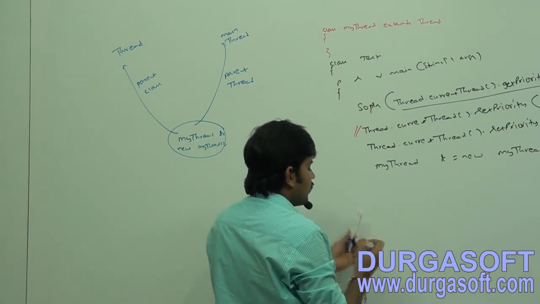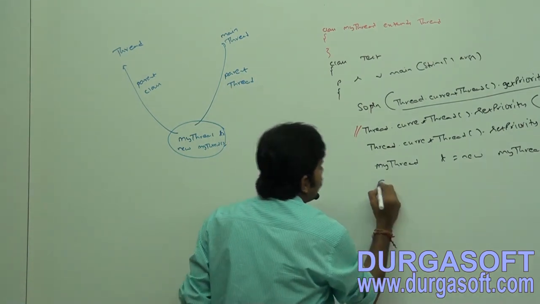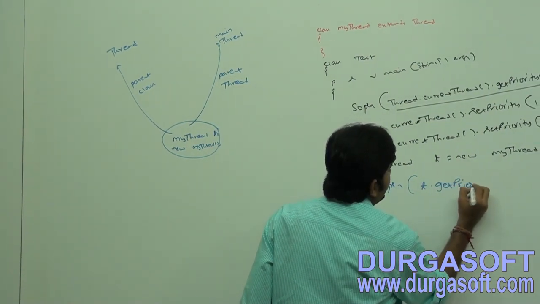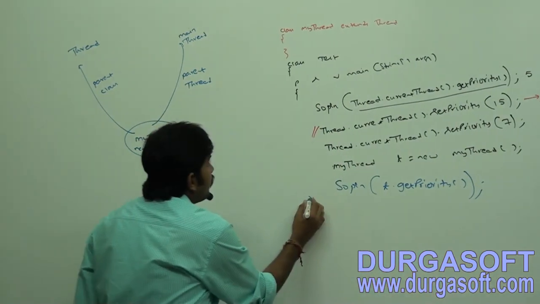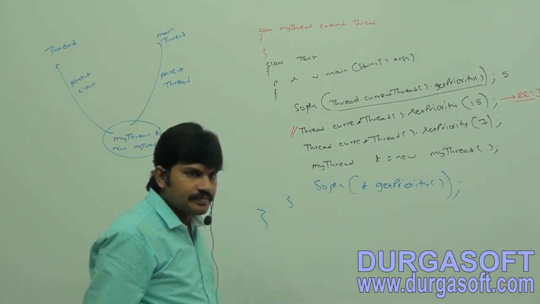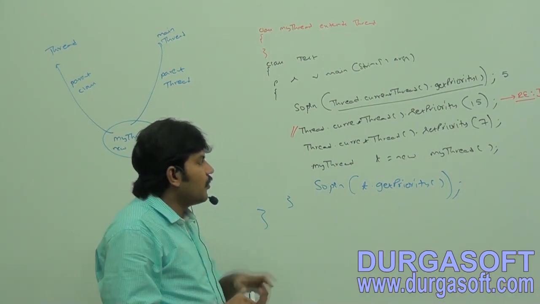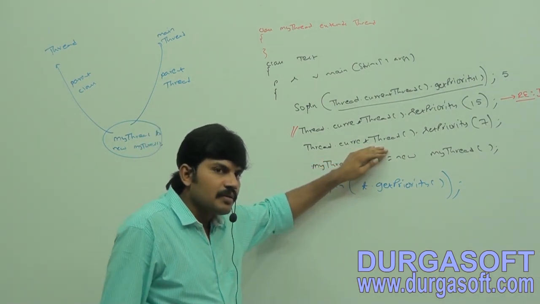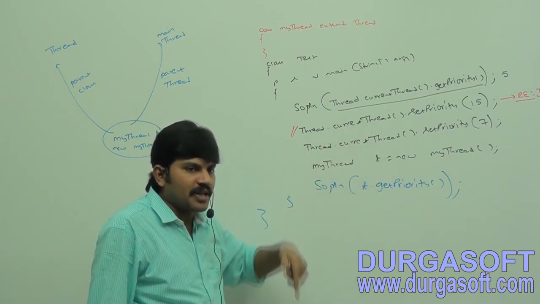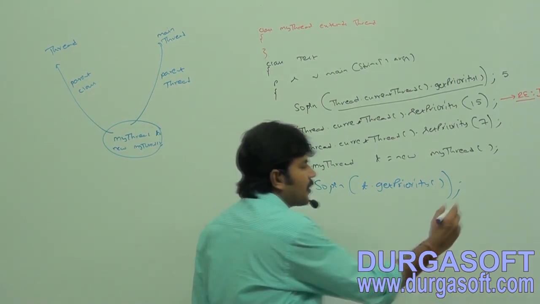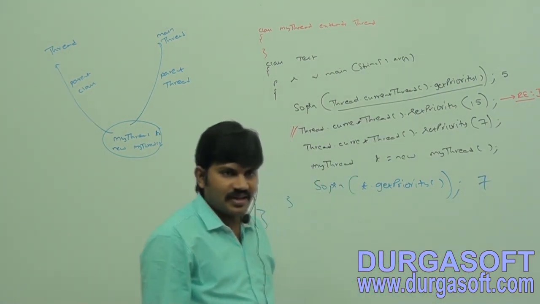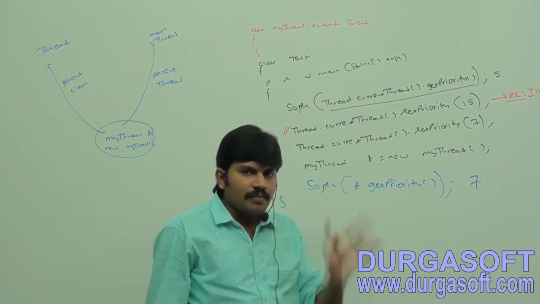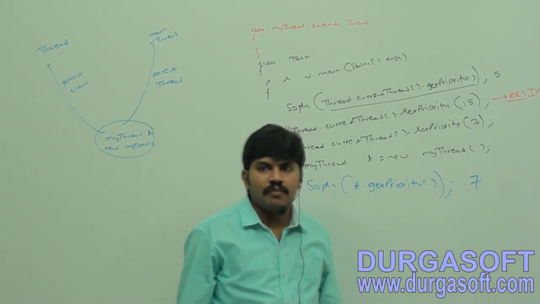Now I'm asking system.out.println t.getPriority, what is the answer? Now for this, the default priority will be inherited from the parent. Which one is the parent? Main thread. What is the main thread priority? 7. Automatically, what is the child thread priority? 7, but not 5. Are you getting that? The default priority only for the main thread is 5. For all remaining threads, the default priority will be inherited from parent to child.